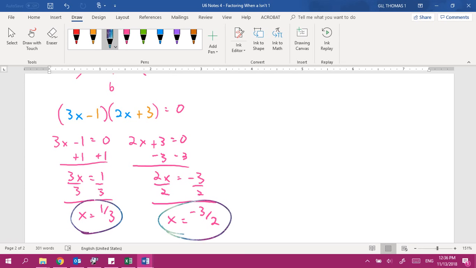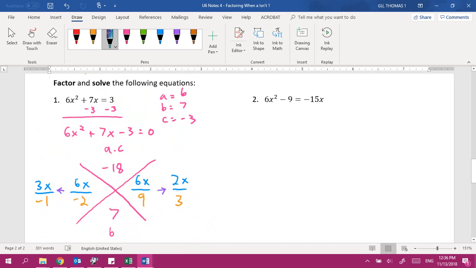Okay, on to the second example. There's a few more steps here, and some of them could be tricky, so let's make sure we get them right. On number 2, what do we need to do first here? Add 15x. And so when I add 15x to both sides, what's my new equation? 6x squared plus 15x minus 9 equals 0. Right, and we line it up like this because remember the powers have to go from highest power to lowest power.